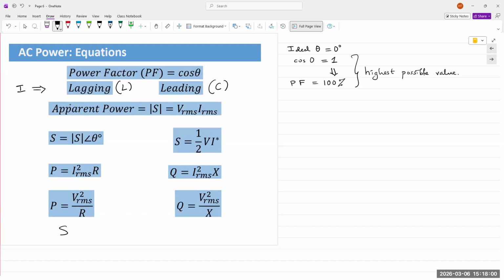S is equal to P plus Q. Mathematically, we use the complex number, the imaginary number j. So S is equal to P plus jQ.